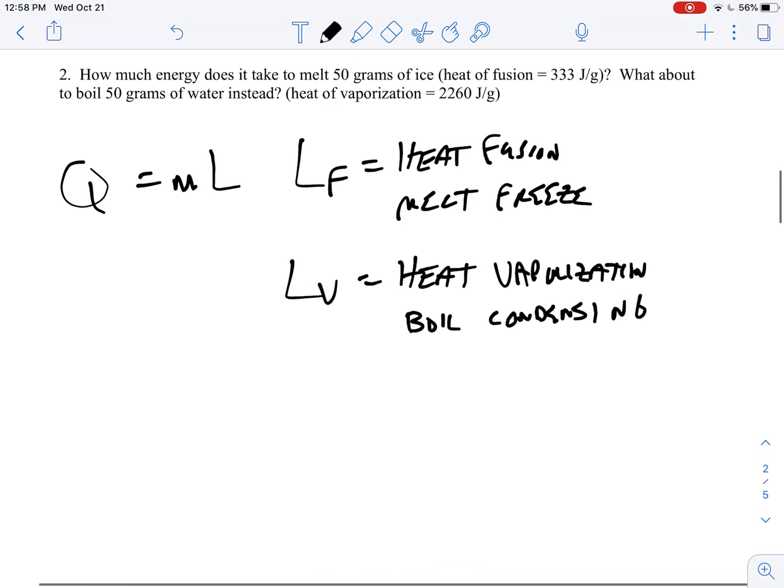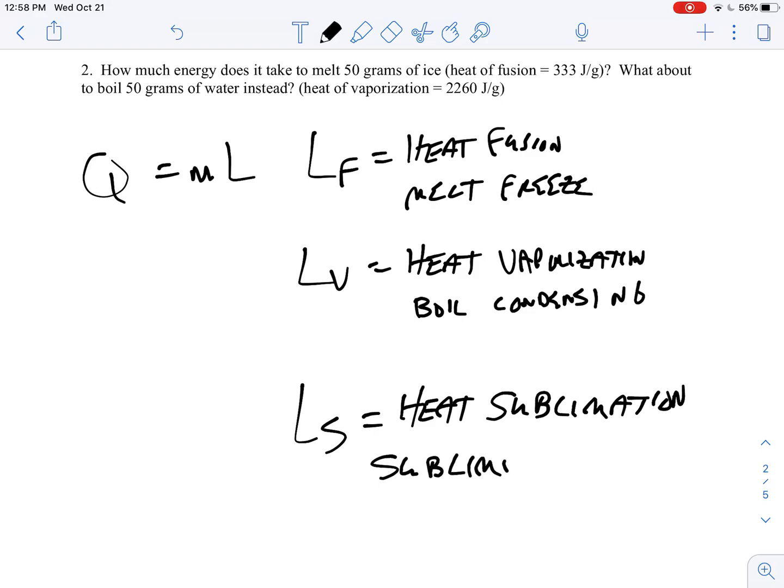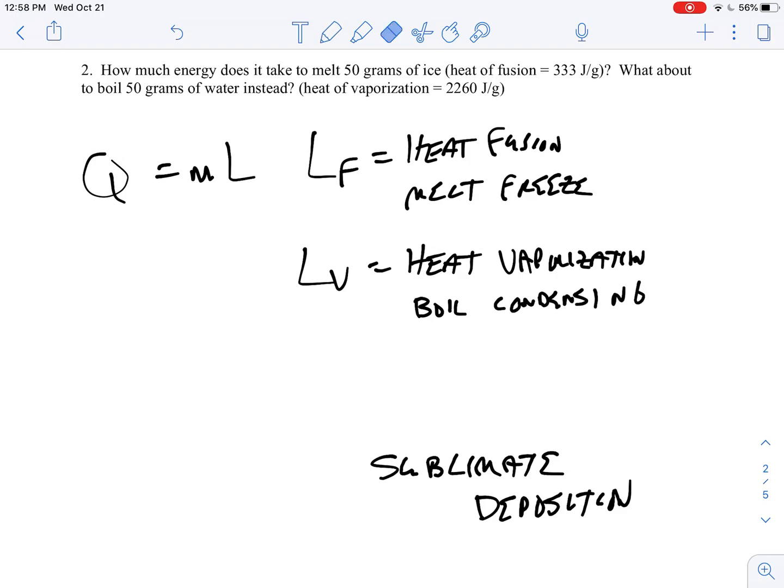I doubt they do this to you, but they could give you L of S, which is the heat of sublimation. Nothing says they can't. It's not very common. And sublimation is going from a solid straight to a gas. Or the opposite, if you went from a gas directly to a solid, that would be deposition. I doubt they do that to you though. So you're probably going to look mainly at these guys here.